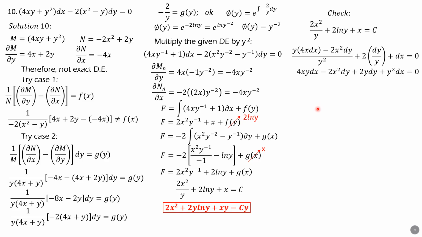So next we combine like terms. For dx, we factor out dx, so we have the quantity 4xy plus y squared, dx. Then for dy, minus 2 times the quantity x squared minus y, dy equals 0, which is the original differential equation. So that means that this answer is correct.